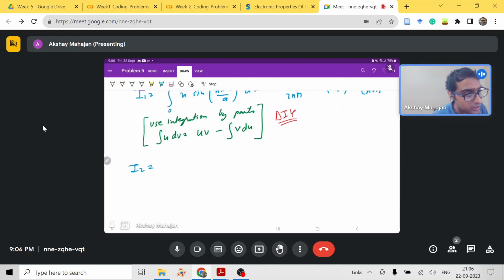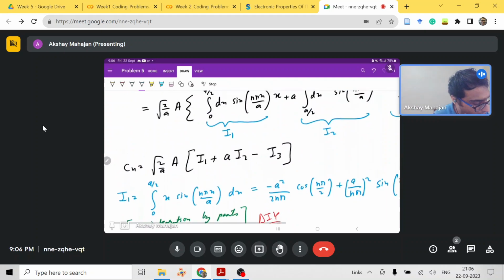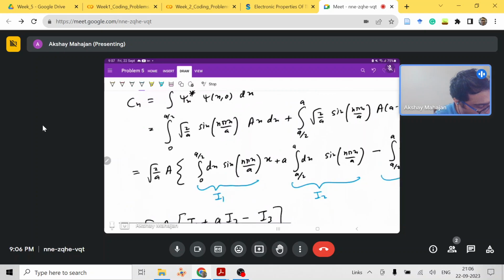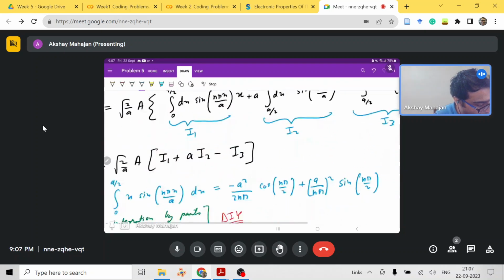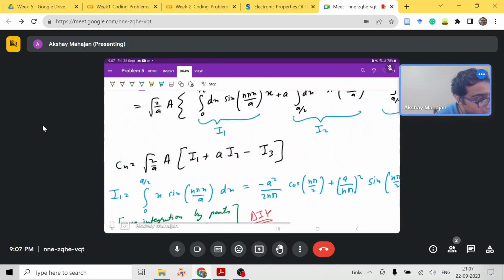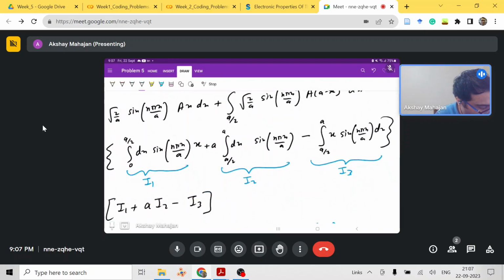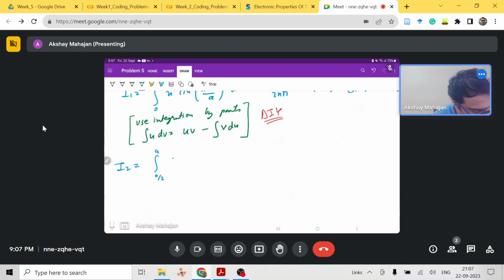Okay, then let's calculate the I2 value. Now I2 is the integration from a by 2 to a of sine of n pi x by a dx. So that is very easy to solve.